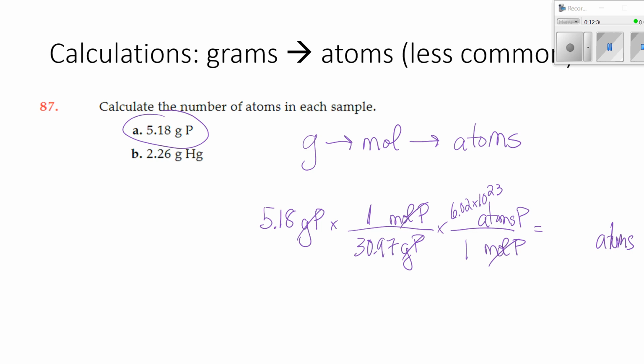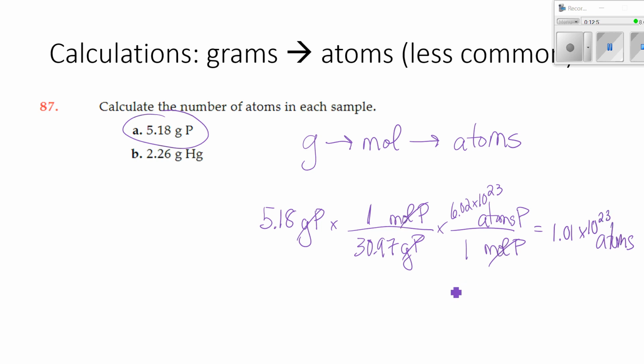I can plug this in my calculator for you. 5.18 divided by 30.97, and then I'm going to multiply it by 6.02 E23. And I end up with, what's the fun one for rounding? 1.01 times 10 to the 23rd, rounded to 3 sig figs.